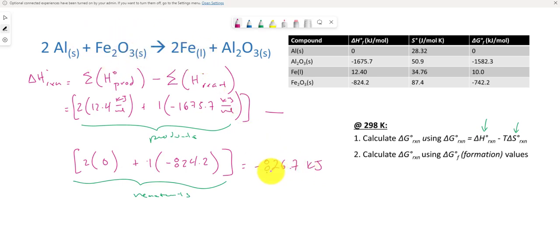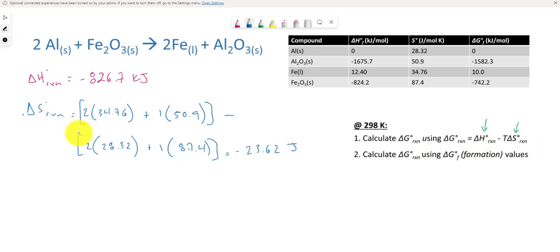So technically that would be minus 826.7 kilojoules per mole of aluminum oxide, or per 2 moles of iron. That's how we would interpret that. But that's the delta H reaction. So let's tabulate delta S. That gives us a negative entropy change, which is not something we're after here.